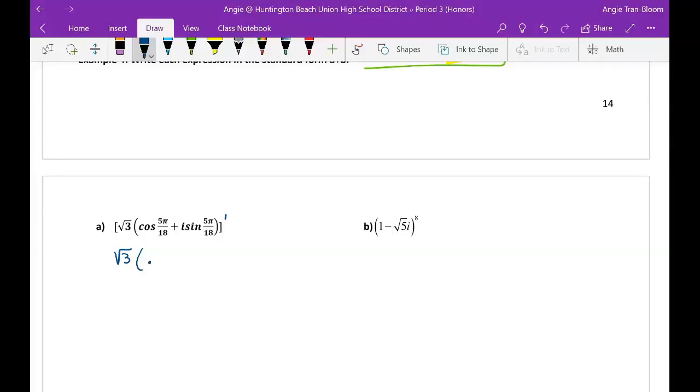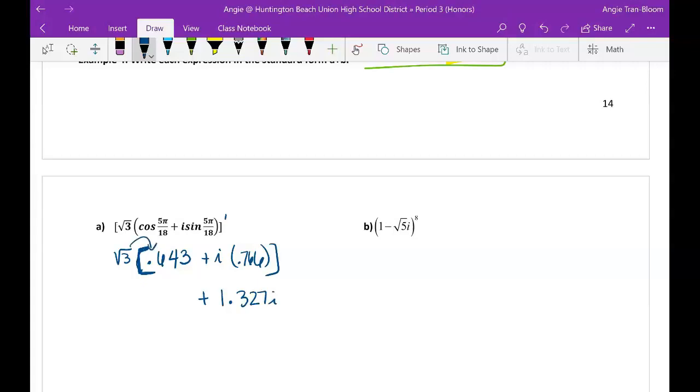Cosine of 5 pi divided by 18 is giving me 0.643 plus i times sine of the same thing, which is going to give me 0.766. So now I will try to distribute the rad 3. So this is times radical 3. Since I already have this on my calculator, I will just write this first, 1.327i. So that's that one.